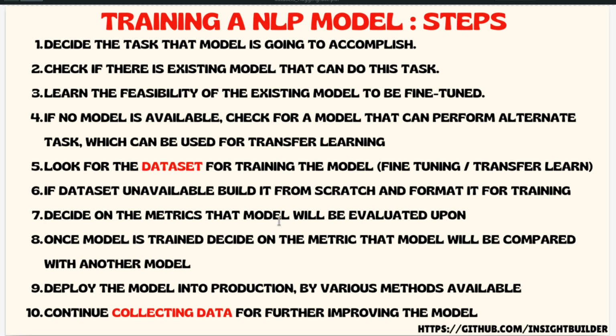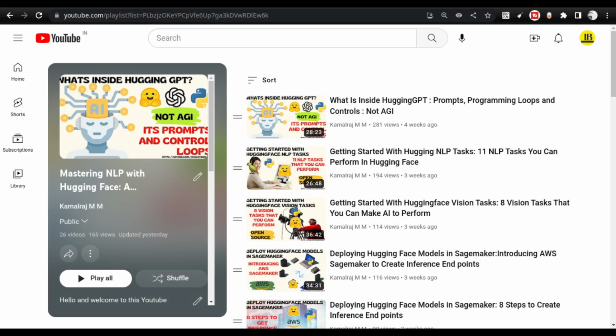Training an NLP model, or any artificial intelligence or machine learning model, you'll start by designing the task the model is going to accomplish. So it starts with the task. Then you'll check if there is any existing model that can do this task. So for an example, let me go to the browser for a moment.